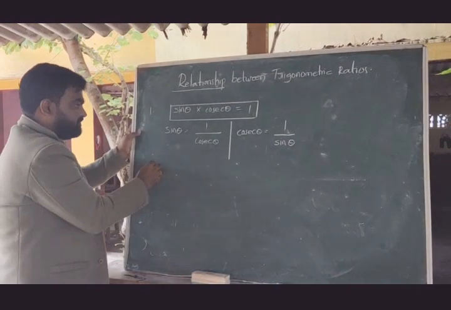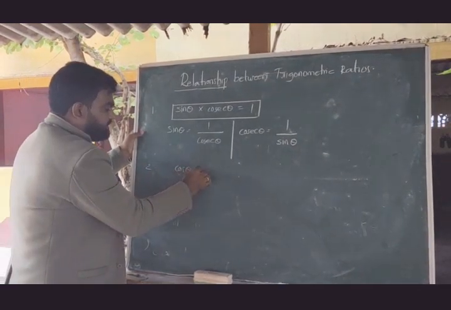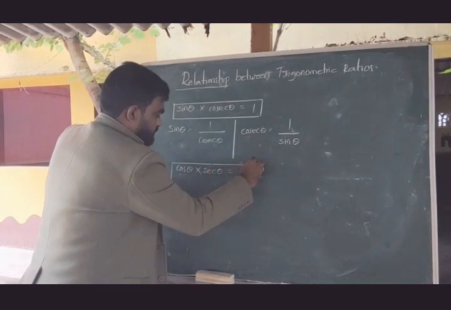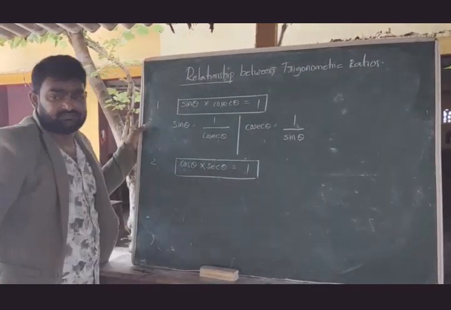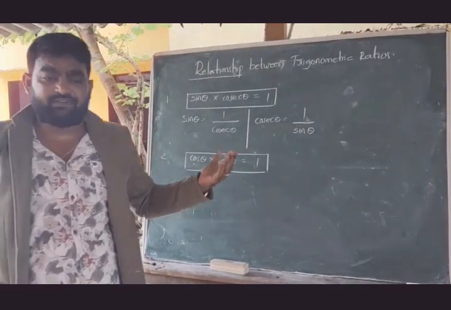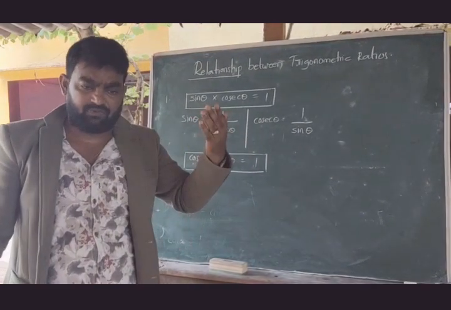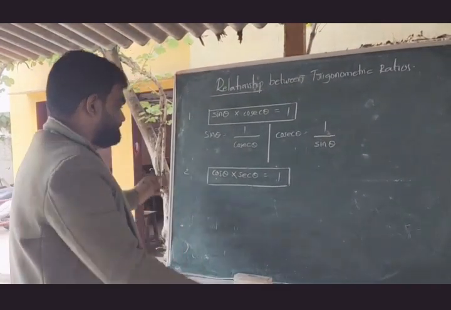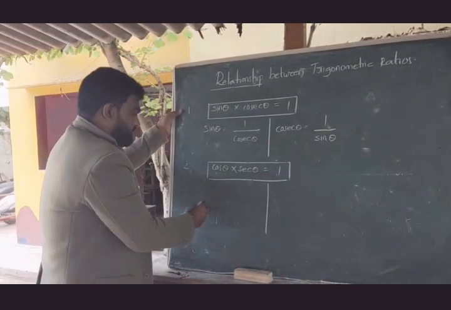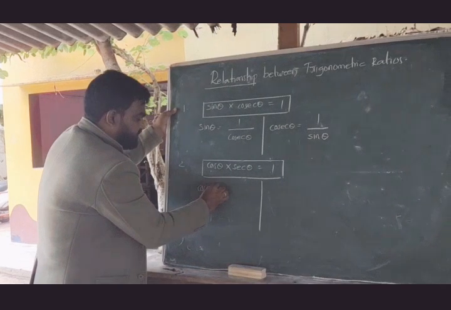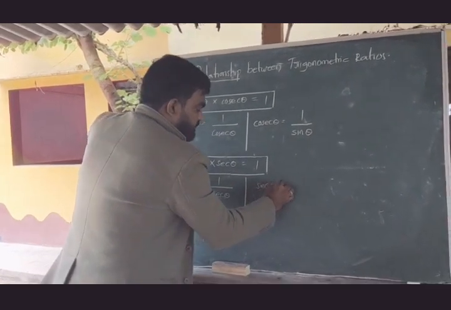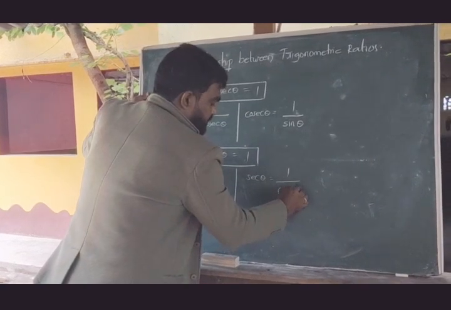Similarly, cos theta into secant theta is equal to 1. What is the reason? Cos is a reciprocal of secant and secant is a reciprocal of cos. So cos theta is equal to 1 by secant theta and secant theta is equal to 1 by cos theta.